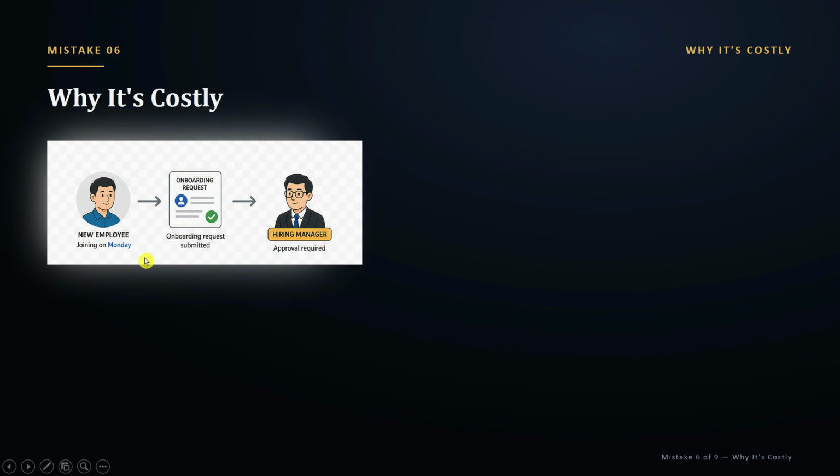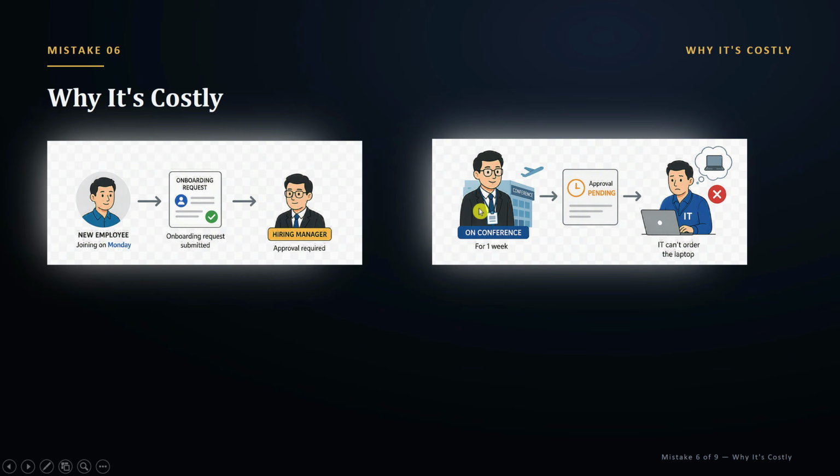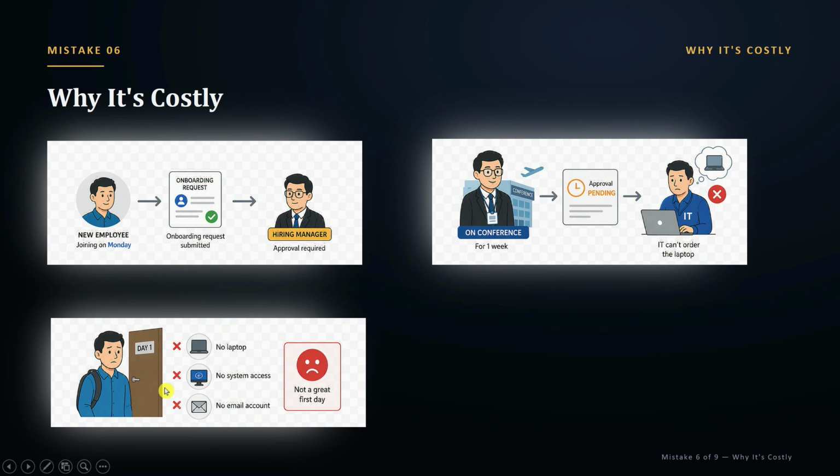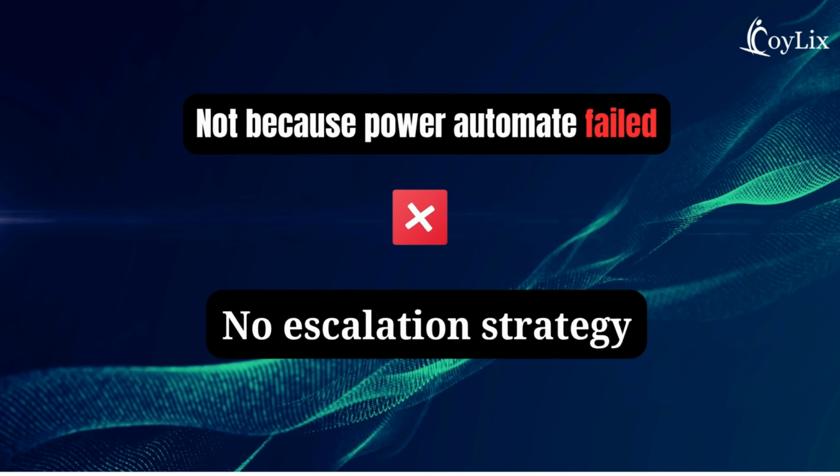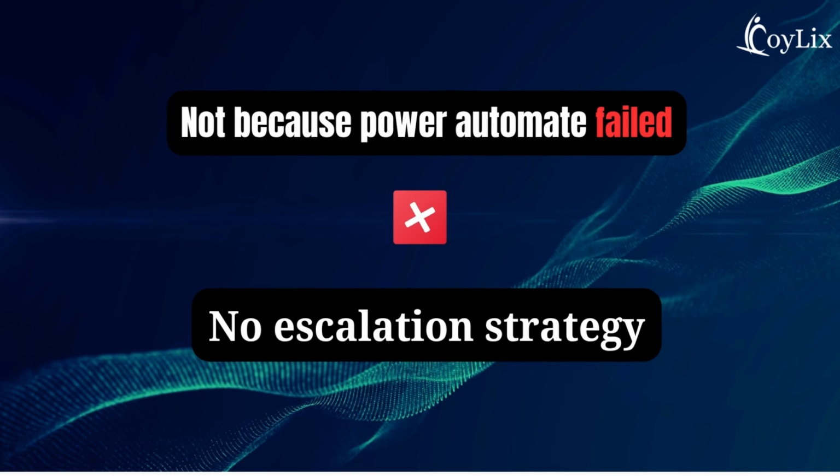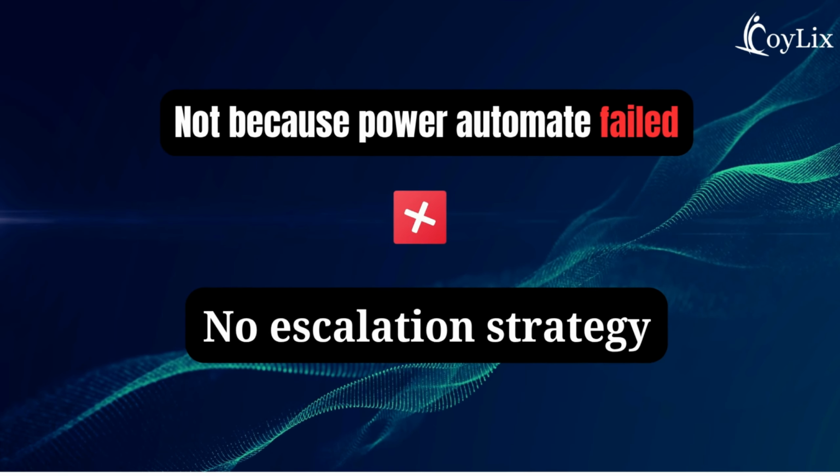A new employee is joining on Monday. Before IT can prepare the laptop and email account, the onboarding request needs approval from the hiring manager. But the hiring manager is attending a week-long conference. The approval stays pending and IT can't order the laptop. The employee joins on the first day without a laptop, without system access, and without an email account. Not because Power Automate failed, but because there was no escalation strategy when the approver was not available.